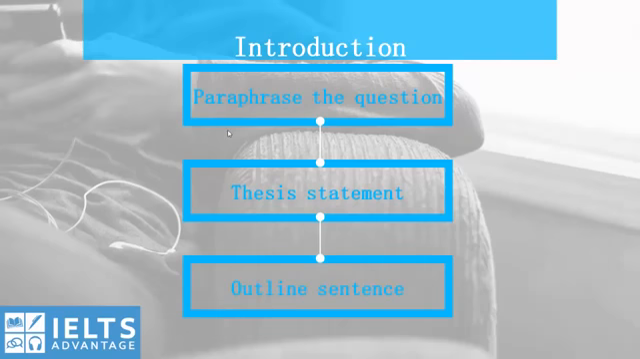And the last thing you should write is an outline sentence. So the outline sentence tells the reader what your main ideas are, what you are going to write about in the rest of your essay, and that makes it much easier to follow, and it also focuses your mind on what your main ideas are going to be.